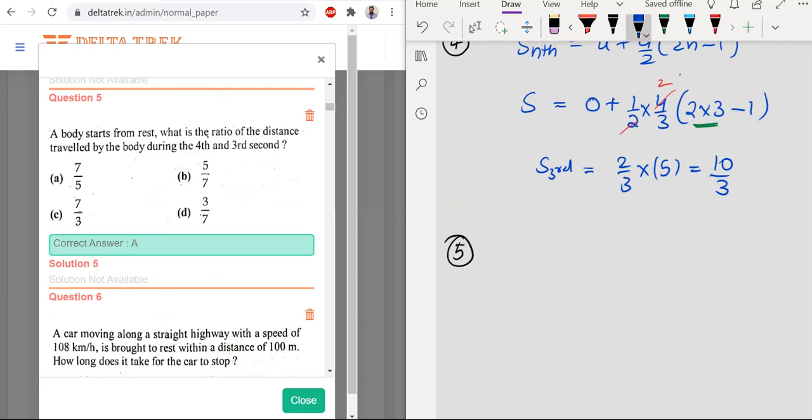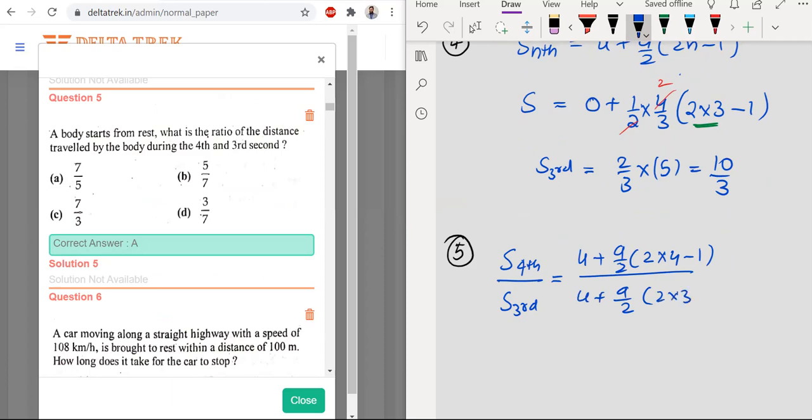Now, in the next question, it has asked the ratio of distance covered in the fourth and third second. So it has asked the ratio of S fourth and S third. Let's use the formula. It is starting from rest, so that means there is no requirement of u. U is 0. u plus a by 2. I'll write all the things. 2 into 4 minus 1 upon u plus a by 2 into 2 into 3 minus 1.